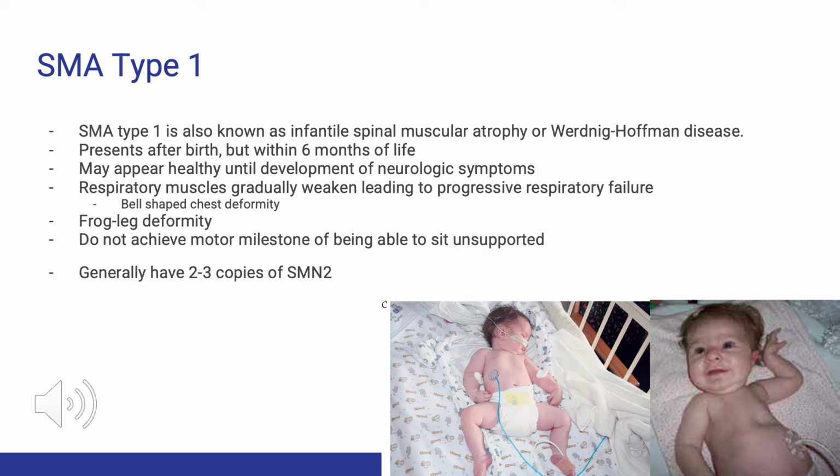Now, talking about the motor milestones, earlier we talked about type 0, where the patients do not develop to any motor milestone, whereas with SMA type 1, they will develop past some motor milestones, like being able to hold their head up when being held, or they could roll onto their stomachs and roll back. However, the cutoff is they do not develop to the point of being able to sit unsupported. And SMA type 1 patients generally have 2 to 3 copies of SMN2.